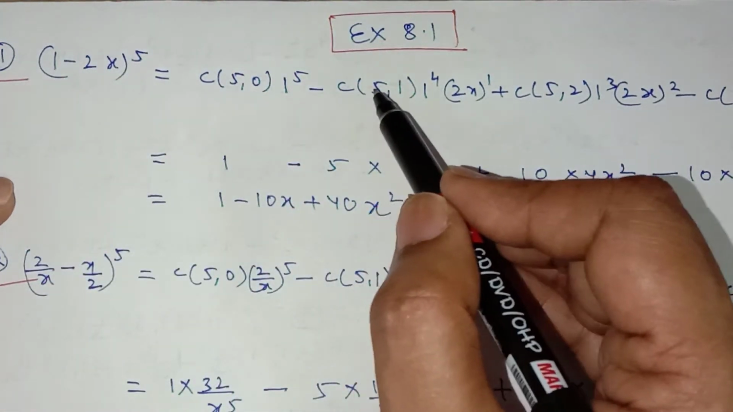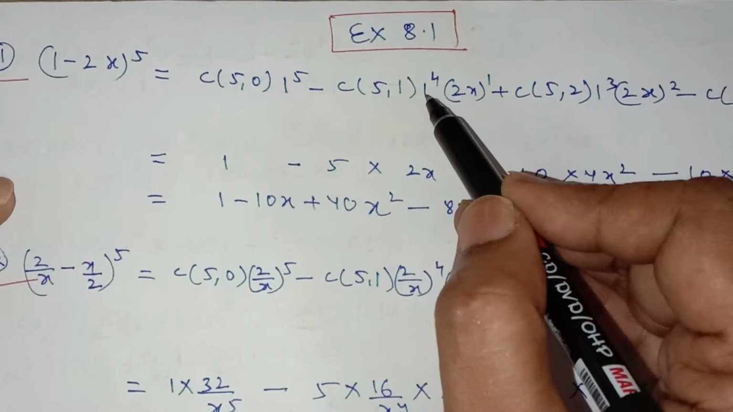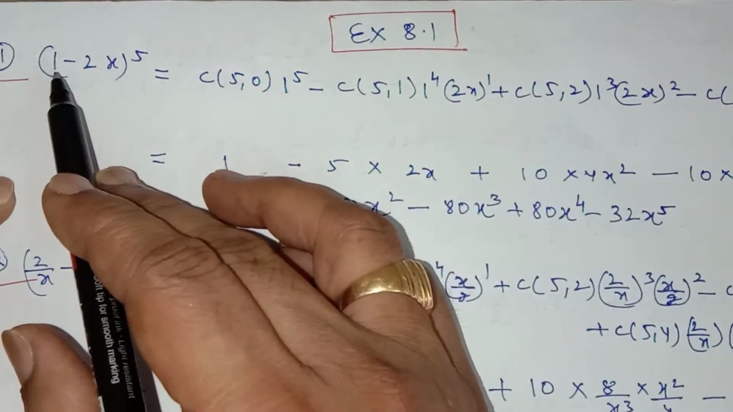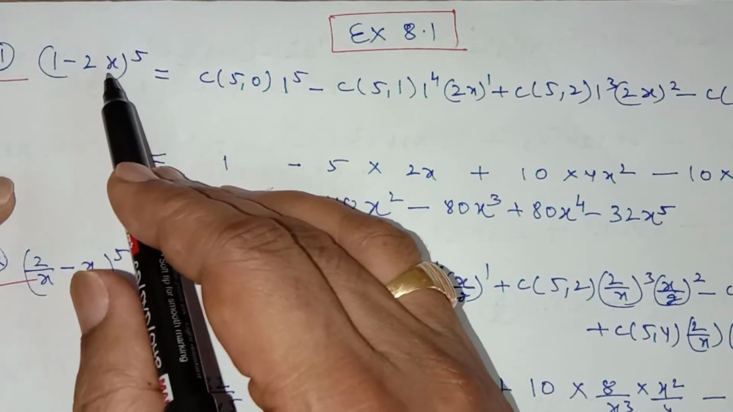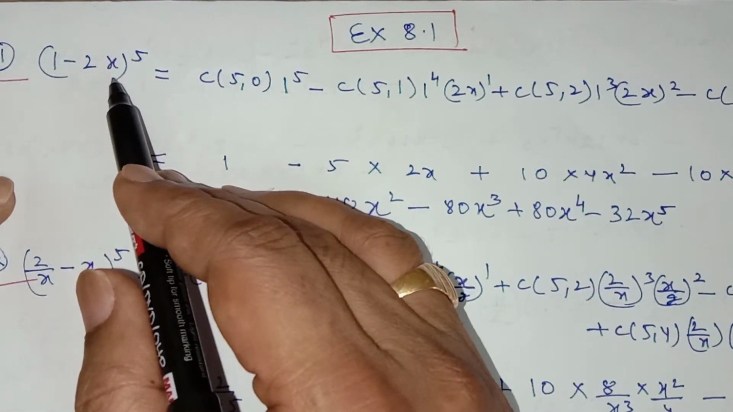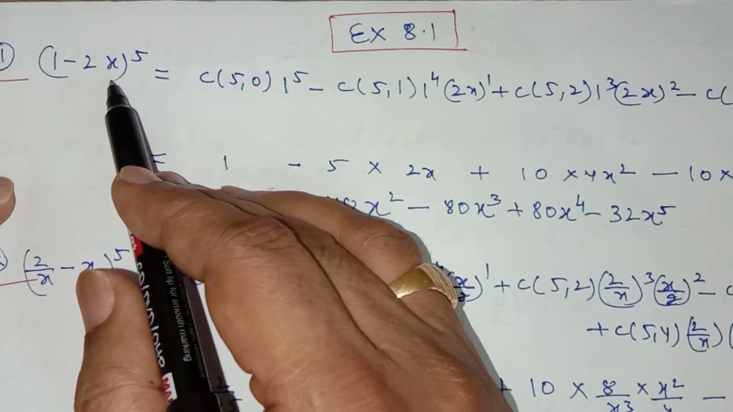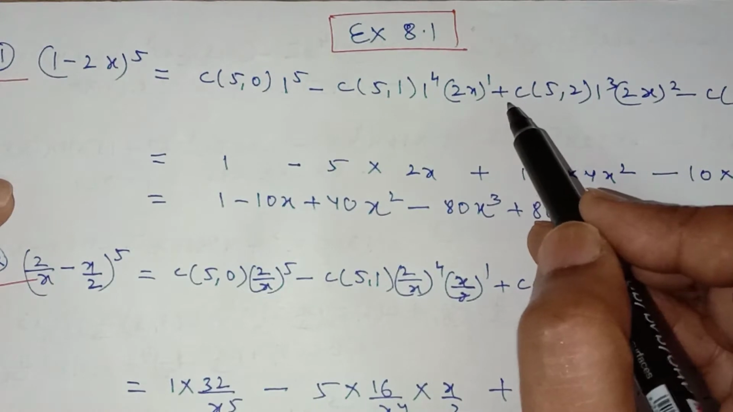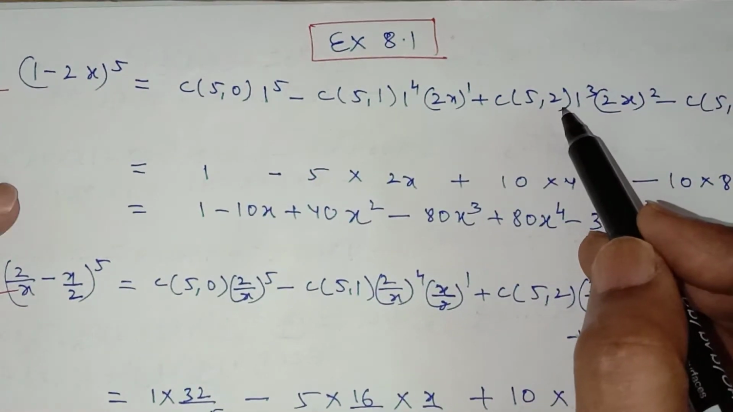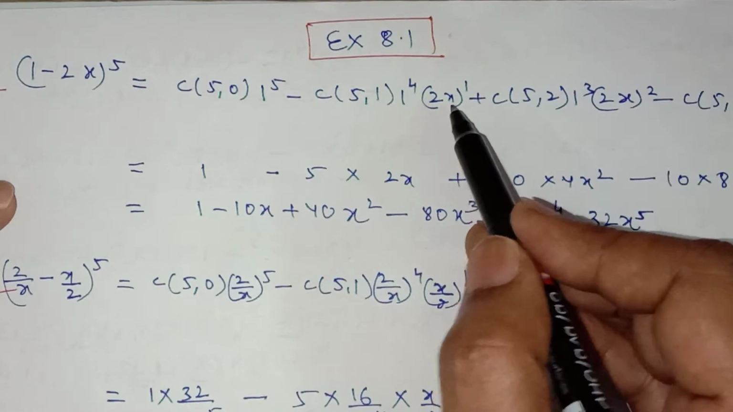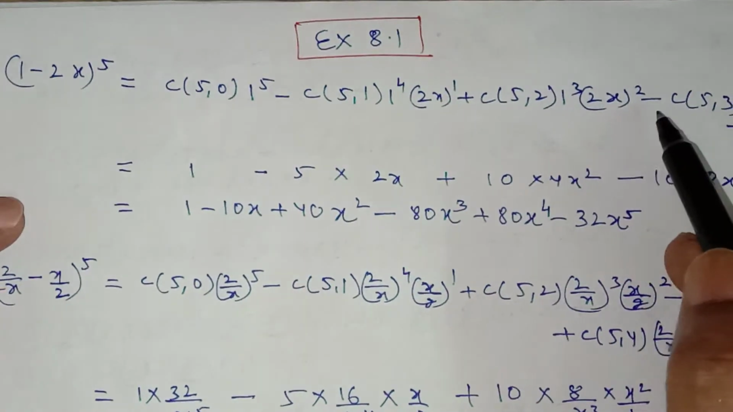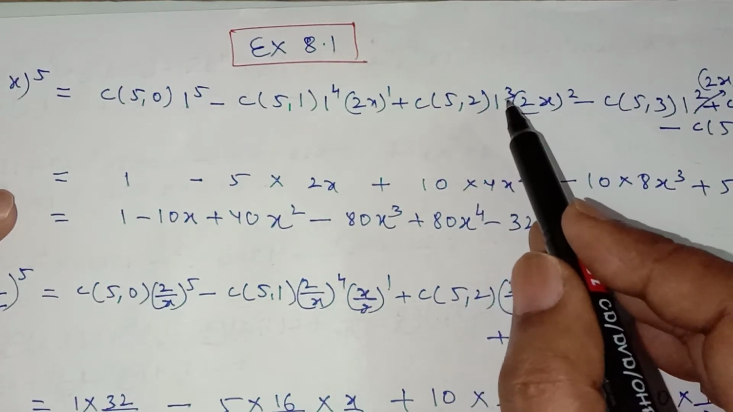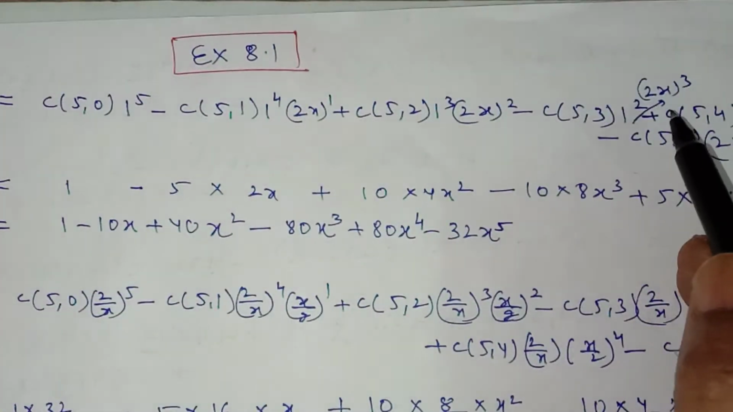The next term will be combination of 5, 1, 1 raised to power 4 and 2x raised to power 1, because the power of the first term goes on decreasing and the power of the second term goes on increasing. This is the observation we made in the formula for the binomial expansion. The next term will be positive: combination of 5, 2, 1 raised to power 3 and 2x raised to power 2, and so on. The next term will be minus, combination of 5, 3, 1 raised to power 2 and 2x raised to power 3.